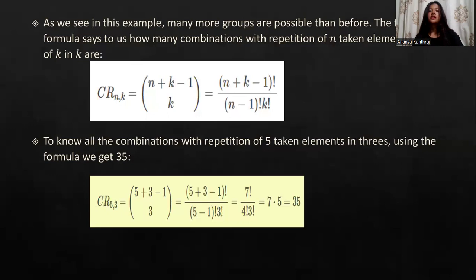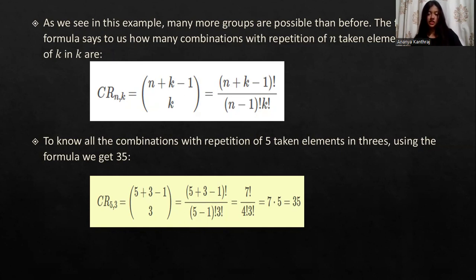So you can see in this example the number of combinations with repetitions for n elements. You can understand from the formula that CR(n, k), the combination with repetitions of n elements taken k at a time, is (n plus k minus 1) choose k, which is nothing but (n plus k minus 1) factorial divided by (n minus 1) factorial times k factorial. So that's the basic formula which you're going to apply for the further problems.